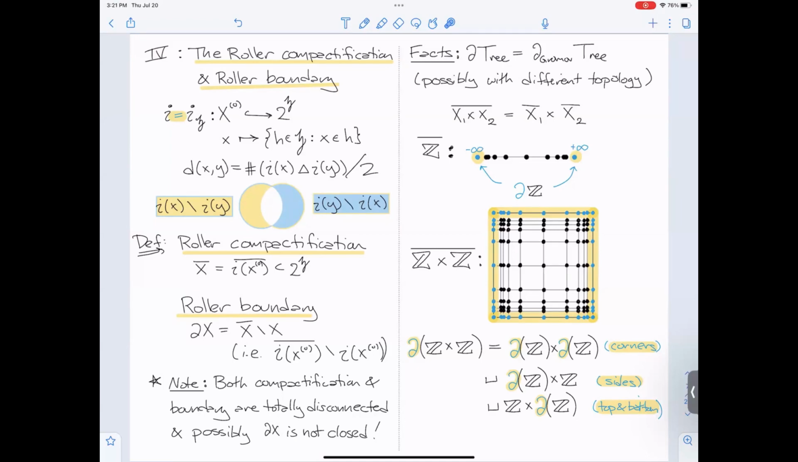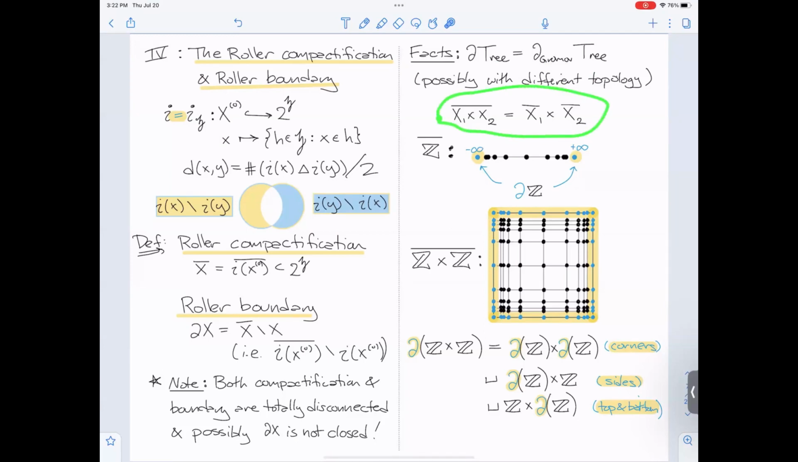So nice examples of CAT(0) cube complexes are trees. And the Gromov boundary of the tree will be the same as this Roller boundary, provided that the tree is locally compact. If it's not locally compact, the topology will be different, but as sets, it will be the same.